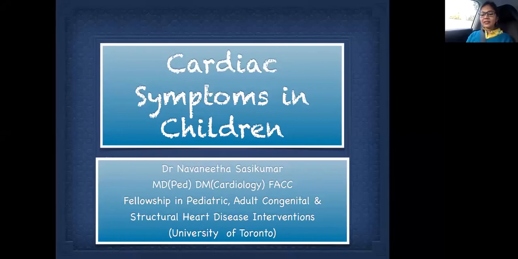Cardiac symptoms in children, as you all know, are the basics, and once you have the basics strong, then your clinical evaluation would always be strong. So especially for the PGs, this is going to be helpful to you all through your lives. You have to have the symptomatology and history taking absolutely strong.